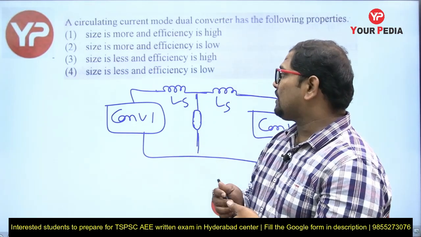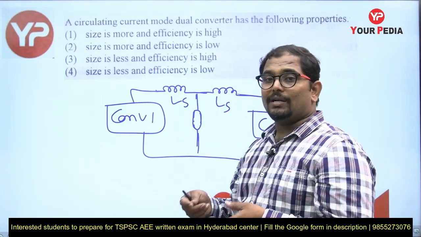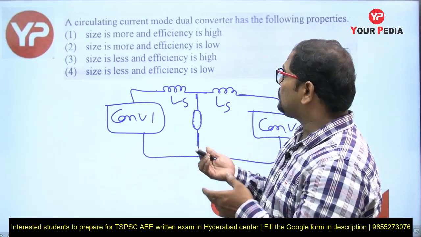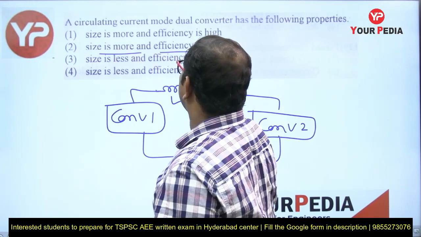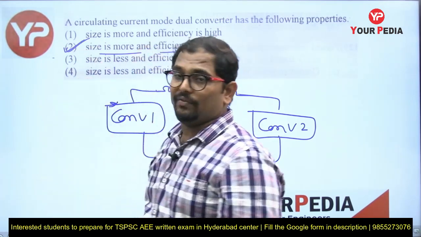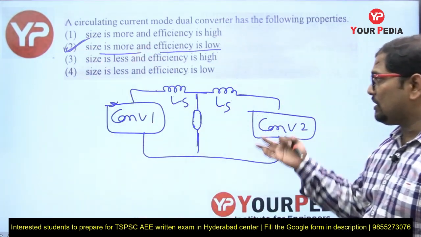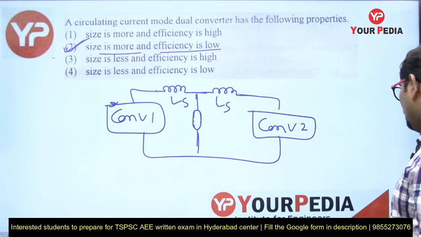So which options are correct? Efficiency will be low and size will be high. So which option is it? Size is more and efficiency is low. So this is about the question. Now let's move to the next question.